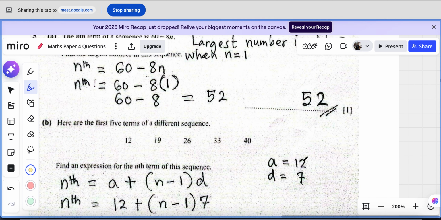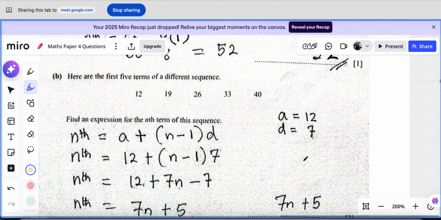Now let's go to the B part of the question. The B part of the question says, here are the first 5 terms of a different sequence. This is a different one now. This sequence is different from the previous sequence, so the n term of that previous sequence is not going to apply in this question.